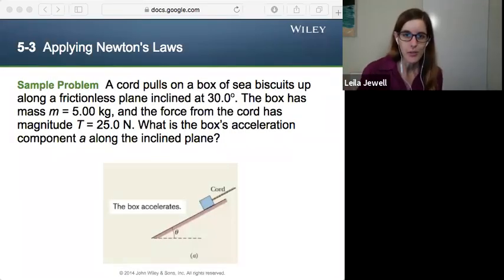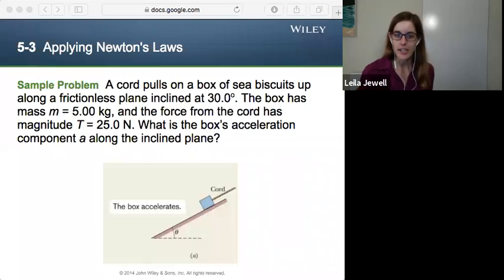Section 5.3, another example of applying Newton's laws. So this is a sample problem. We won't go all the way through it. It says a cord pulls a box of sea biscuits. Why sea biscuits? Who knows? But nice description. Up along a frictionless plane inclined at 30 degrees. The box has a mass of 5 kilograms and the force from the cord has a magnitude of 25 newtons. What is the box's acceleration component a along the inclined plane?